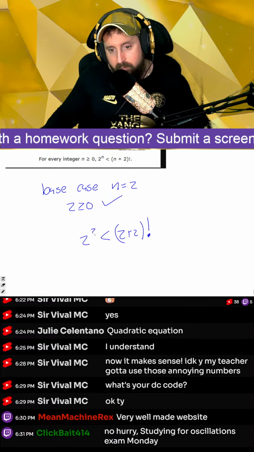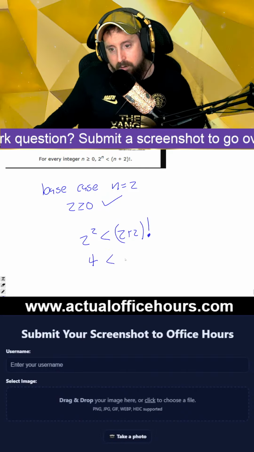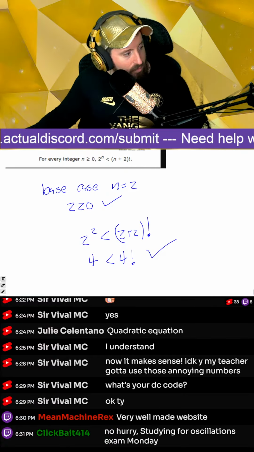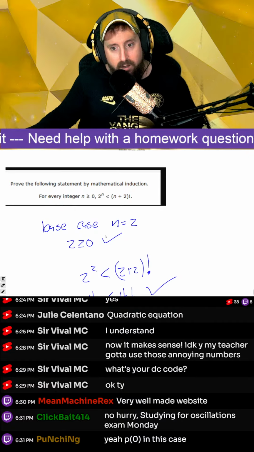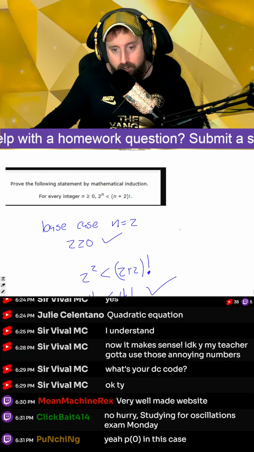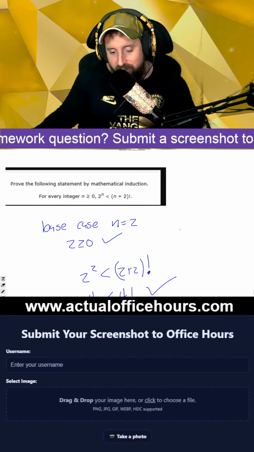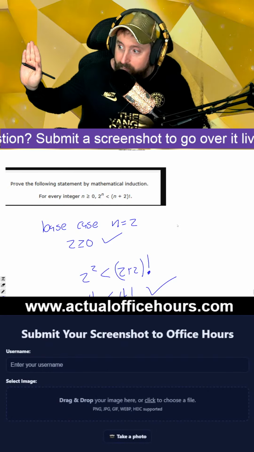Sorry, 2 to the 2, not 2 to the n. Okay, so that's 4. It's proven the base case, right? The base case works. Or 0 would work as well, right? 2 to the 0 is 1, and 0 plus 2 factorial. Yeah, that works as well. Okay, you just have to prove it works for one of them. Alright?